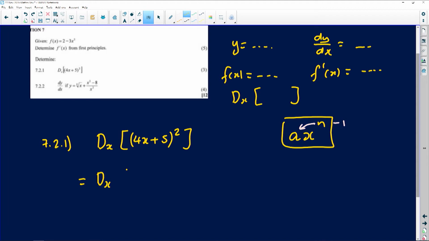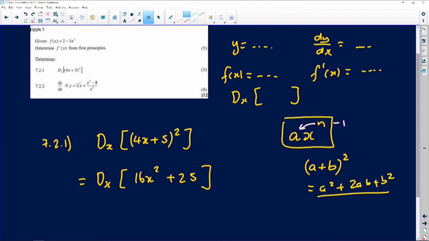I'm going to keep this dx here, and then you're squaring a binomial. You can put two brackets, 4x plus 5. Please don't write 16x squared plus 25. If you do this, it's going to be wrong because you're just squaring the first term and squaring the second term. When we square a binomial, grade 12s, it is very important for you to understand that it is not the first thing squared and the second thing squared. It's always a squared plus 2ab plus b squared. If you're not sure, just put two brackets and work with them.